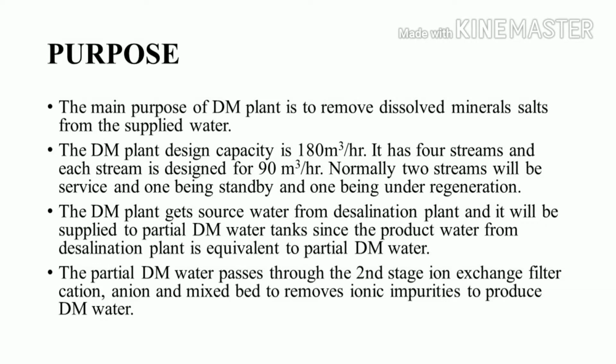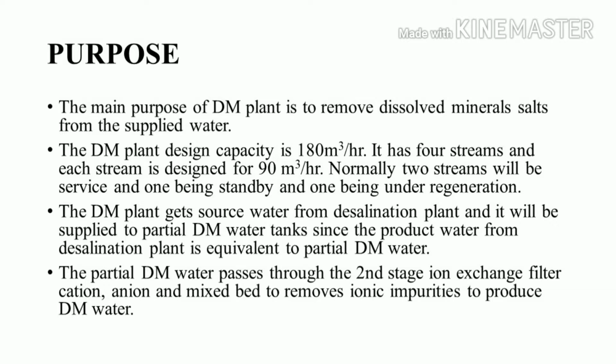Purpose. The main purpose of the DM plant is to remove dissolved mineral salts from supplied water. The DM plant design capacity is 180 m3 per hour. It has 4 streams and normally 2 streams will be in service and 1 will be on standby. The DM plant gets its source of water from the desalination plant and it will be supplied as partial DM water.